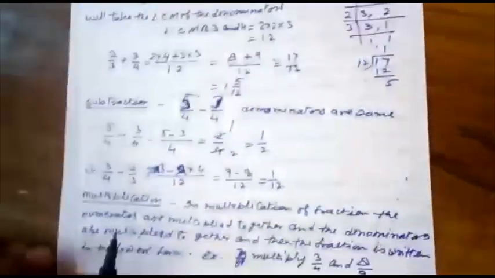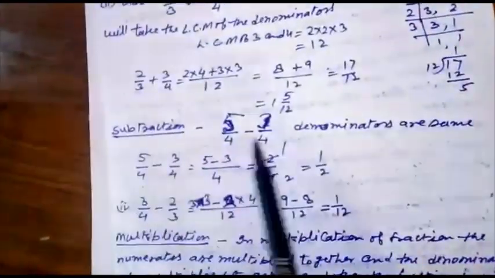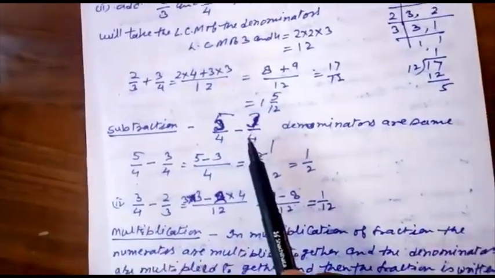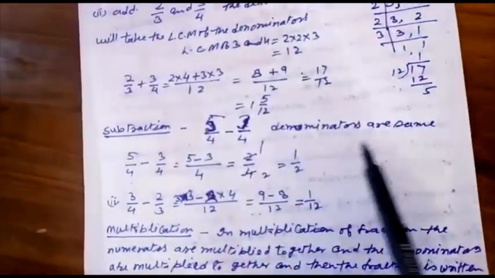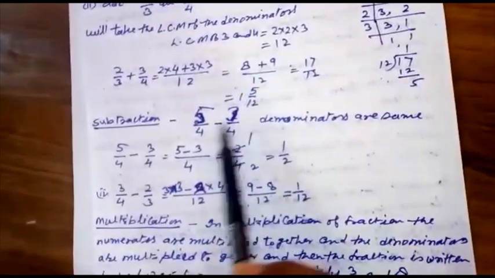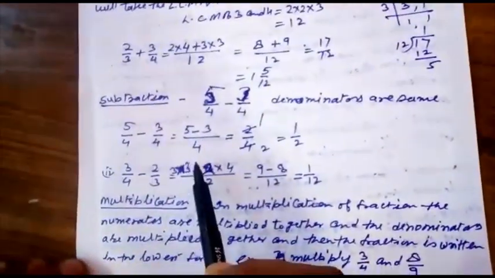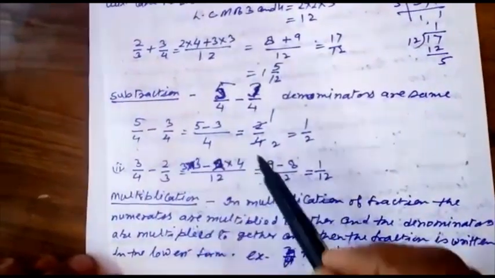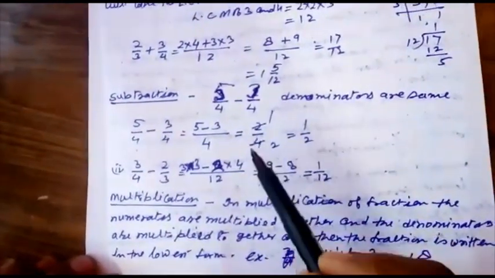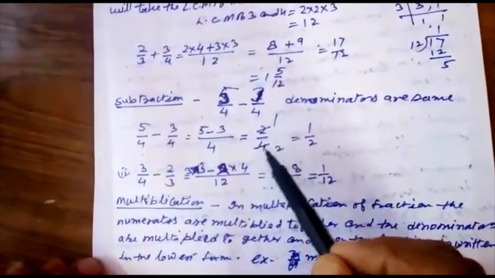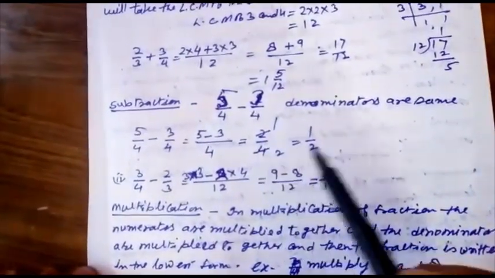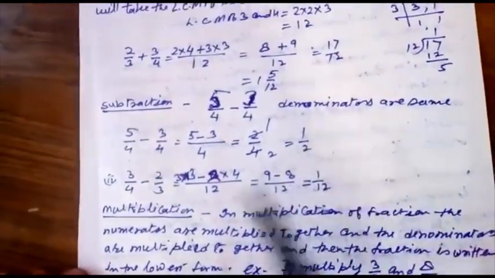Now similarly, the subtraction. 5 upon 4 minus 3 upon 4. The denominators are the same. Then their LCM will be 4. 5 upon 4 minus 3 upon 4, LCM will be 4. 5 minus 3 equal to 2 upon 4. 2 and 4 both are divisible by 2. 2 1s are 2, 2 2s are 4. It will come 1 upon 2.